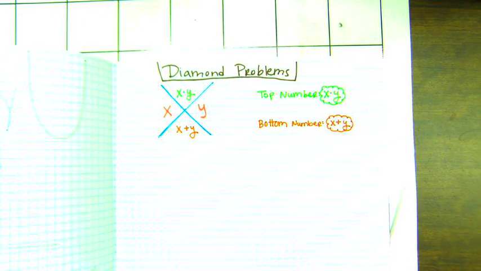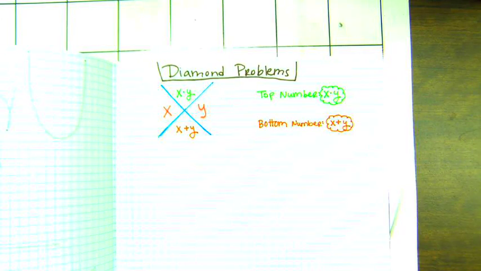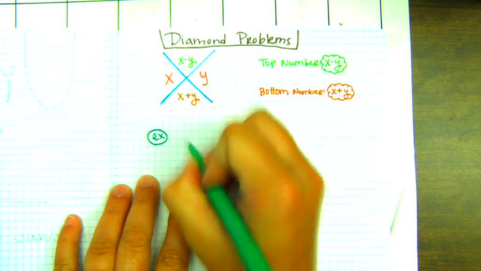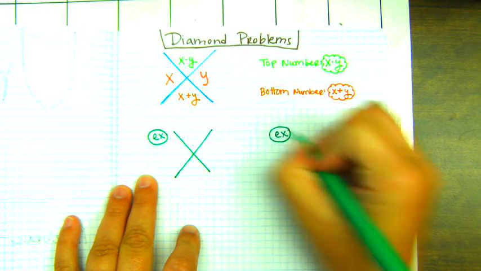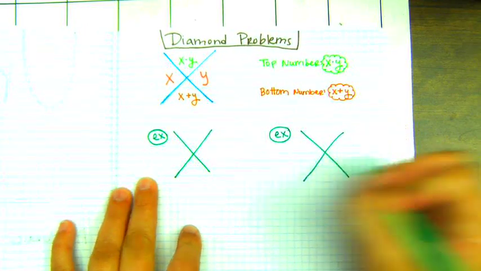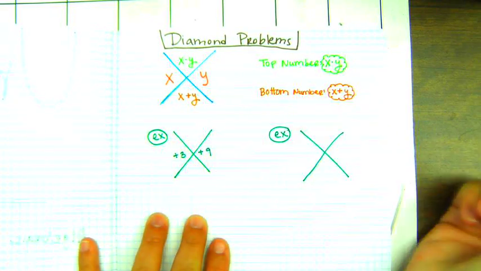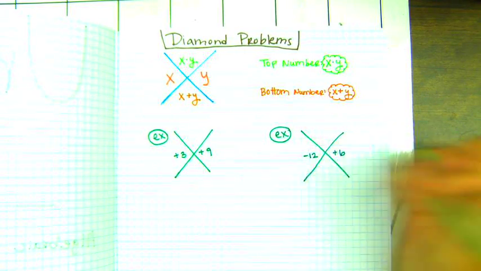So if you're given those 2 side numbers, it's really easy. You just have to multiply them to get to the top and add them to get to the bottom. It gets a little trickier when you're actually searching for those 2 numbers, which we will do a couple of examples of as well. But first I want you to try a few examples just like this. Really easy. I'm going to give you 2 where I give you those side numbers. So let's say, for example, I give you plus 3 and plus 9. And then over here I'm going to give you negative 12, positive 6.